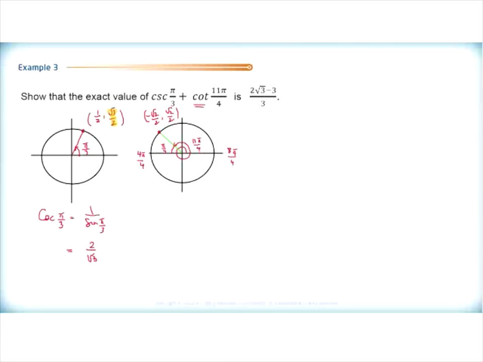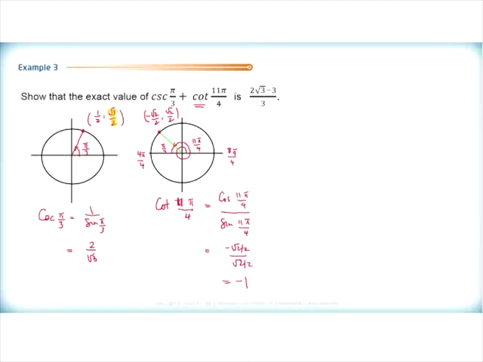I'm looking for the cotangent of 11 pi over 4. I'm just going to write this out here for you. The cotangent of 11 pi over 4, cotangent is equal to cosine over sine. So it's the cosine of 11 pi over 4 divided by the sine of 11 pi over 4. Cosine divided by sine is a negative root 2 over 2 divided by root 2 over 2, which is negative 1.